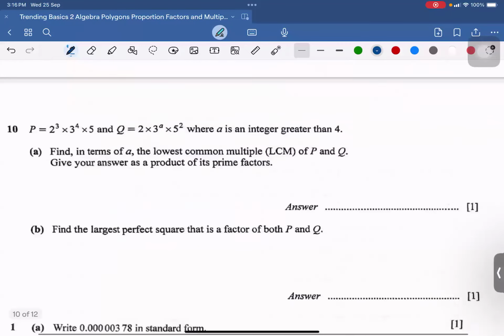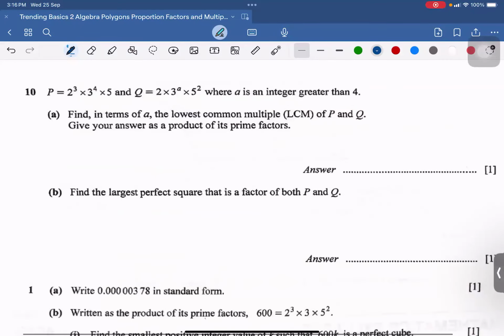Okay. Next question, this one. A is an integer greater than 4. I've done this a couple of times already, but it is actually very important. You must know how to do it. P in this case is 2 cubed, 3 to the power 4, and 5. Q is 2, 3 to the power A, 5 squared. A bigger.